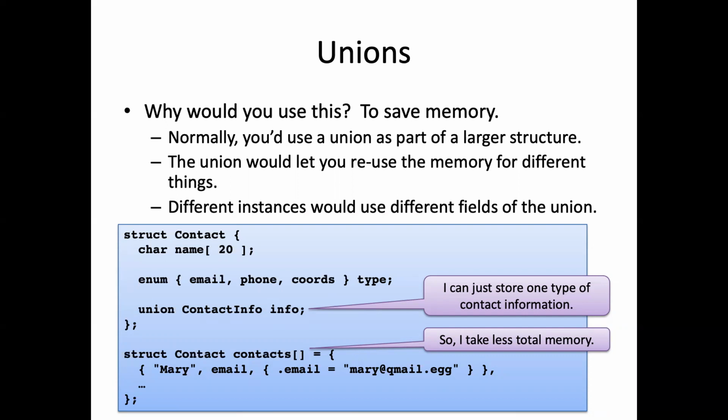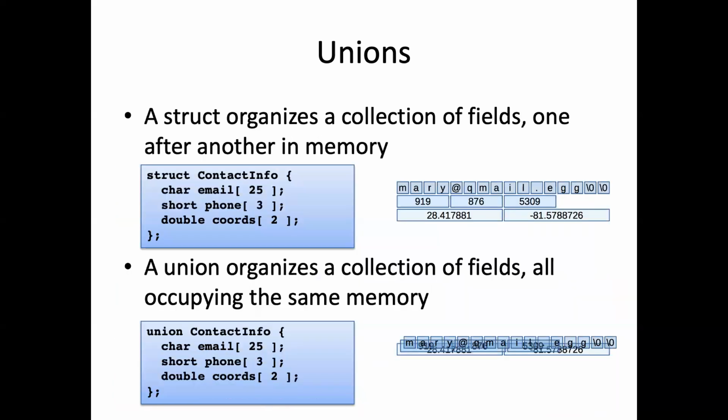And I should have said this, I don't know if this was on my slide, but up here for a struct, it's going to use an amount of memory that's the sum of all of its fields, possibly with some padding. For a union, it's just going to need memory that's the largest of its fields, maybe also with some padding at the end. So just as an example, down here for email address, that's 25 bytes.